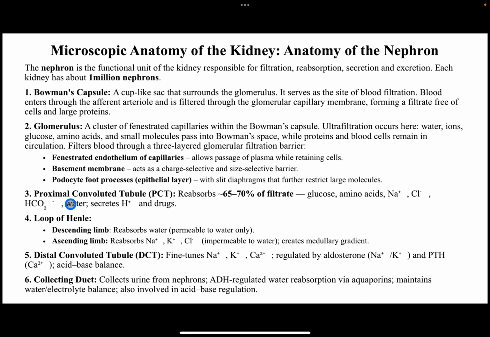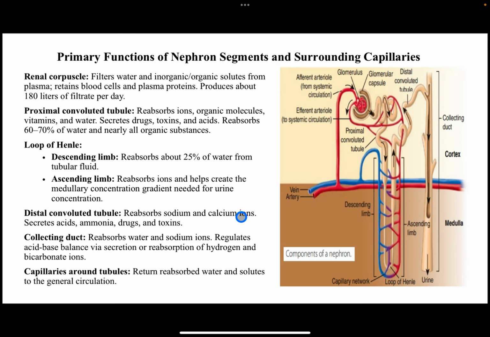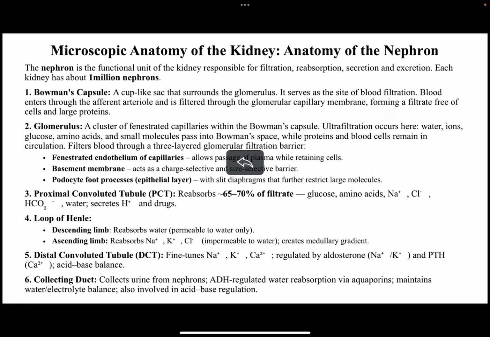Now we have the proximal convoluted tubule. The next structure is the proximal convoluted tubule. It is proximal because we are using the glomerular capsule as the reference point, and because it is closer, that's why we say it is proximal. In the proximal convoluted tubule, a lot of reabsorption takes place. It has the role of reabsorbing 65 to 70% of the entire filtrate. So let's say the 100% filtrate that goes into the Bowman's capsule, when they get to the proximal convoluted tubule, about 65 to 70% of them are reabsorbed back into the blood.